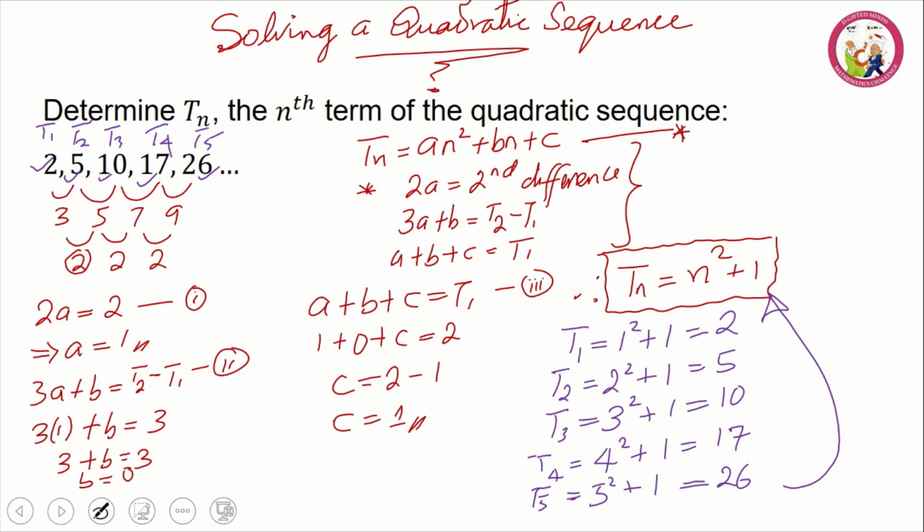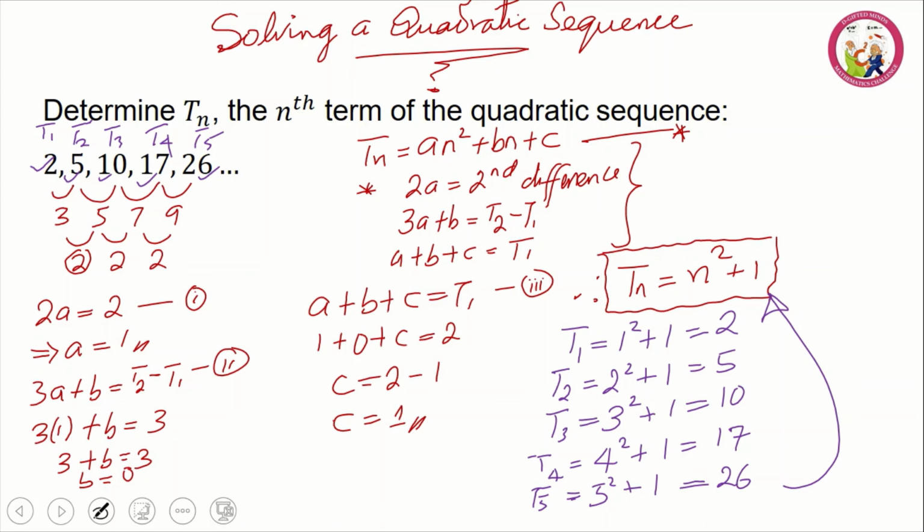So to solve for the nth term of this quadratic sequence, we have n raised to the power 2 plus 1. I hope you understand and enjoyed this particular video, and you've gotten the concept of quadratic sequence and how to solve for the nth term of a quadratic sequence.